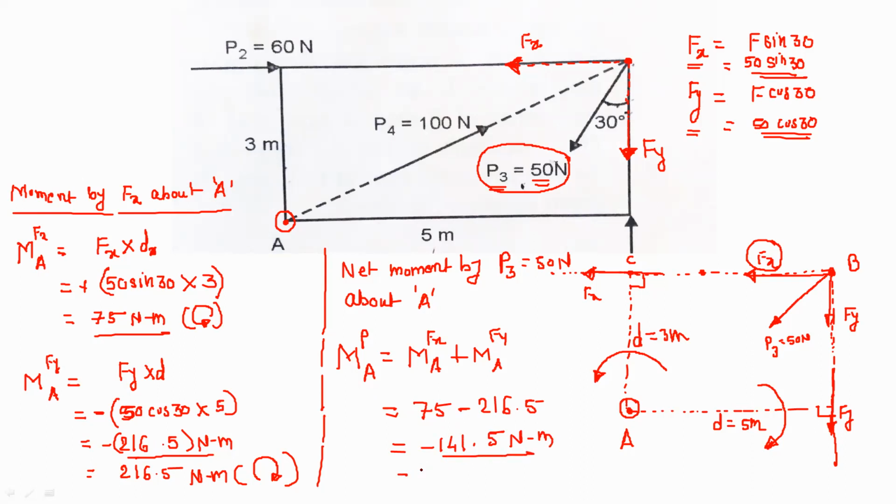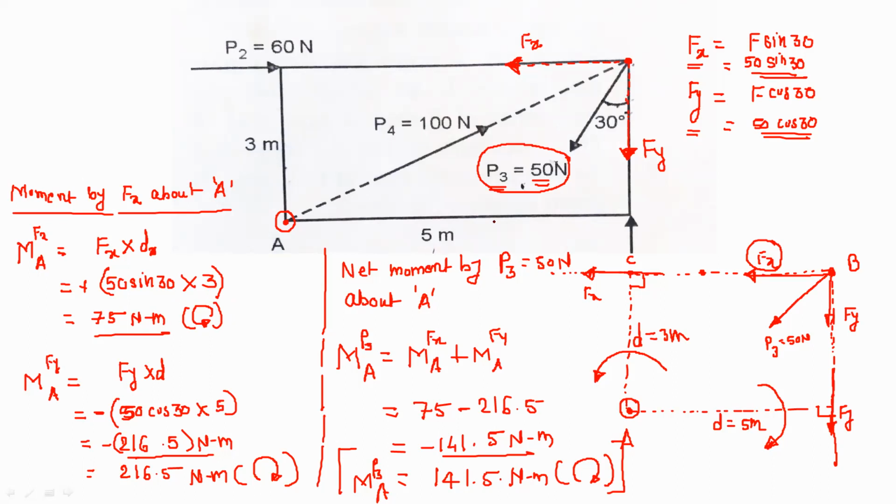So as this net moment is negative, we can represent it as 141.5 Newton meter, and the direction is clockwise. This clockwise is just a representation; actually the moment is negative. So this is your answer for the moment by P3 about the point A. Okay. So is it clear to you how to find this moment? Anywhere in this calculation, if you have any doubt, then you can ask the question.